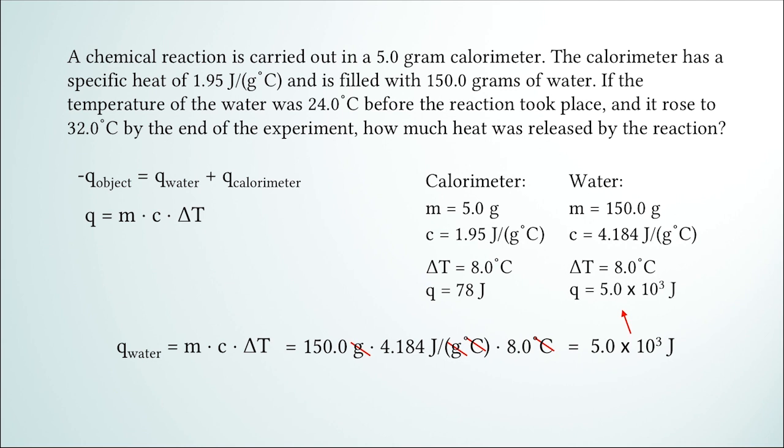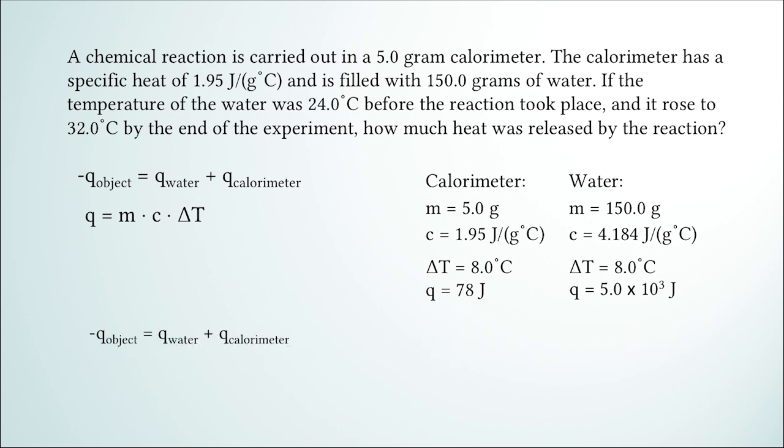Now that we have the heat gained by the calorimeter and the water, we can use equation 12.3 to find how much heat the object lost. Remember, the amount of heat lost by the object has to equal the amount of heat gained by the water and calorimeter, because energy is never created or destroyed. Plugging in our values, we get negative Q of the object equals 5,078 joules.